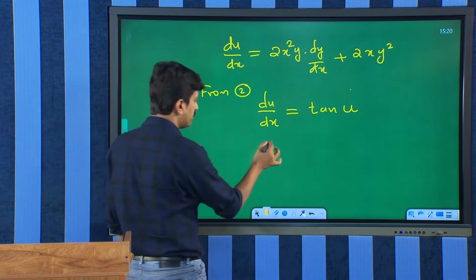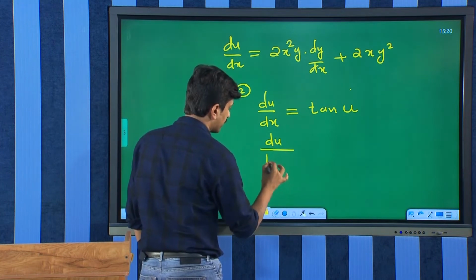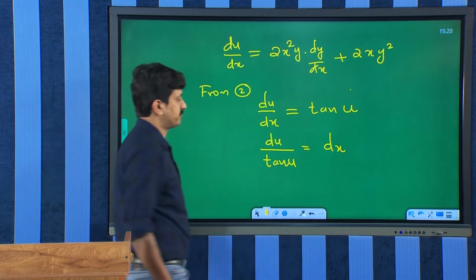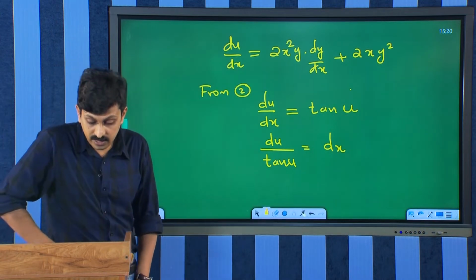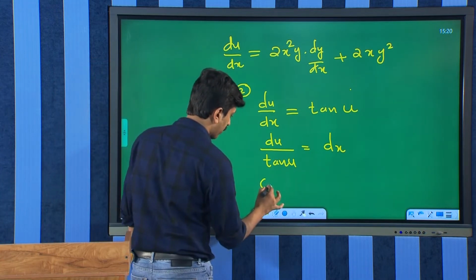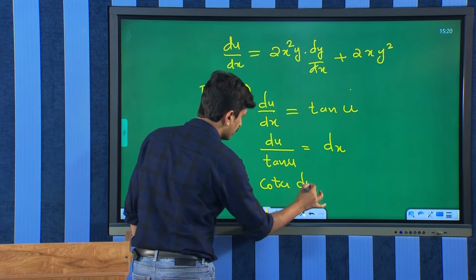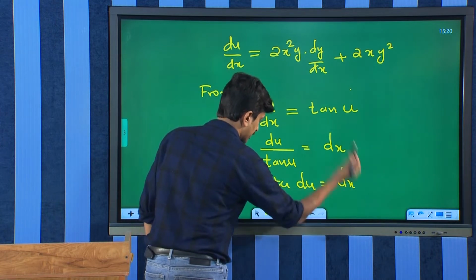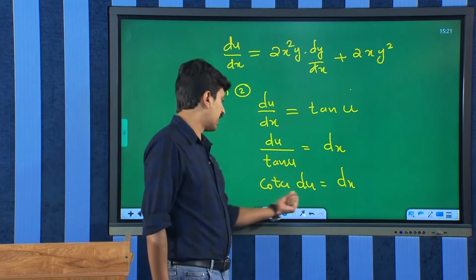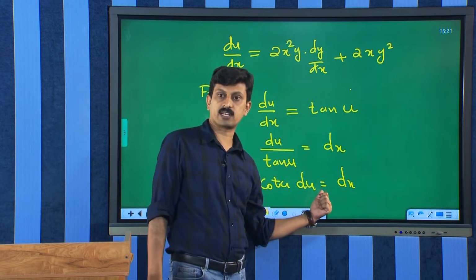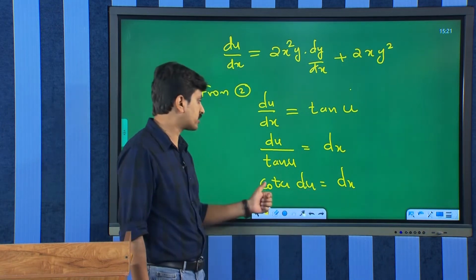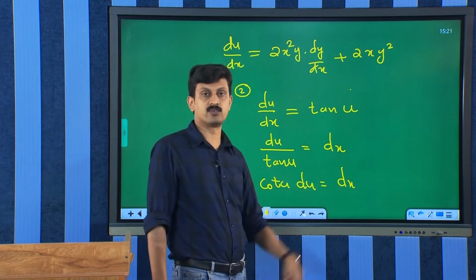This is equal to du divided by tan u is equal to dx. So, instead of tan u we can write cot u, 1 by tan u. So, we have 1 by tan u, which is cot u du, is equal to dx. Now, separated. See, the left hand side is a function containing only the variable u. The right hand side is a function containing only x, dx.